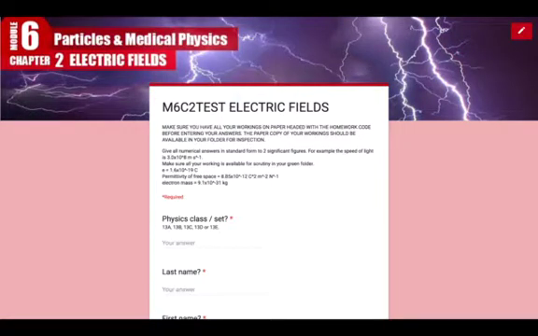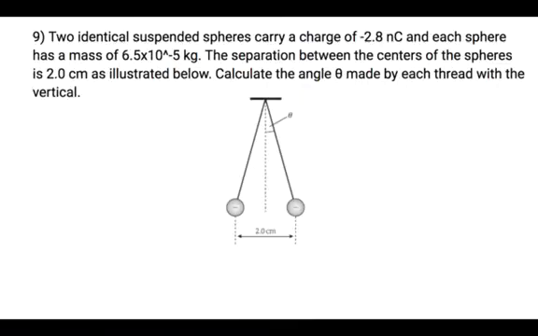Okay, homework M6C2 test electric fields, particularly question number 9, which reads, two identical suspended spheres carry a charge of minus 2.8 nanocoulombs, and each sphere has a mass of 6.5 times 10 to the minus 5 kilograms. The separation between the centers of the spheres is 2 centimeters, as illustrated below. Calculate the angle made by each thread with the vertical, so calculate theta.